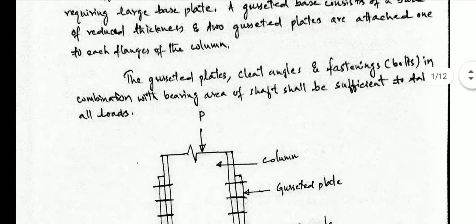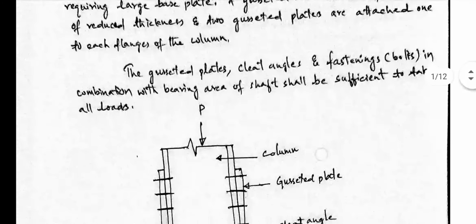The gusset plates, cleat angles and fastenings or bolts, in combination with the bearing area of the shaft, shall be sufficient to take all the loads. One more thing to understand is how the load is transferred from the column to the cover plate, to the angle, to the base plate.